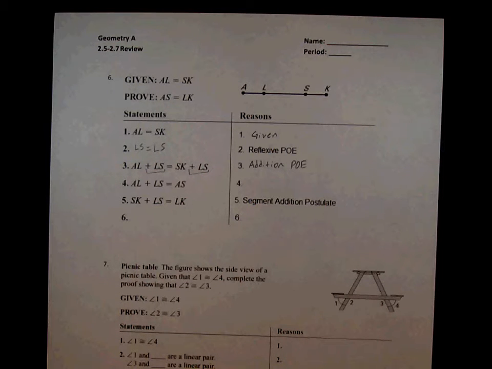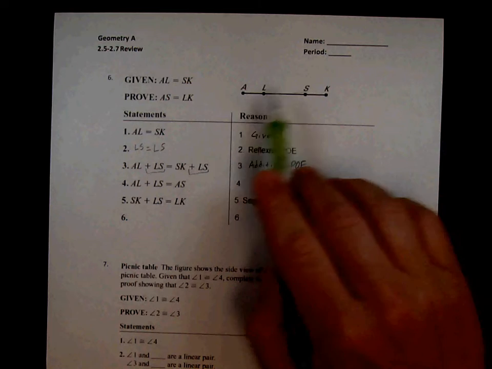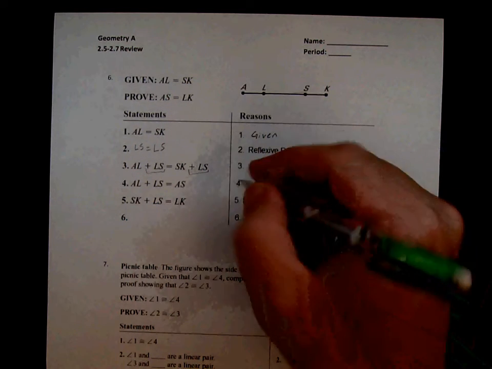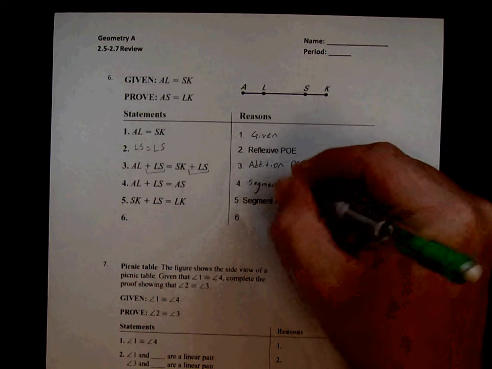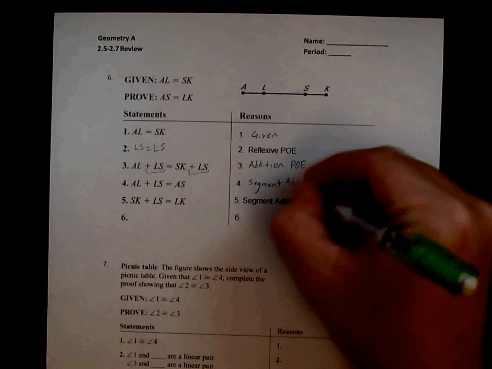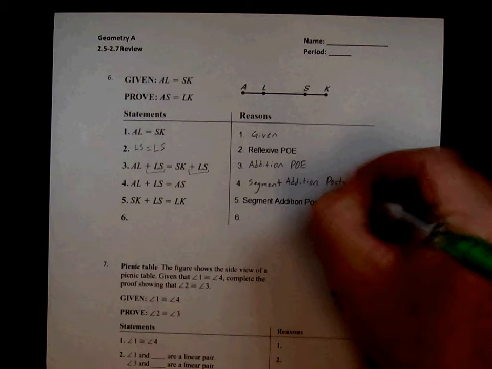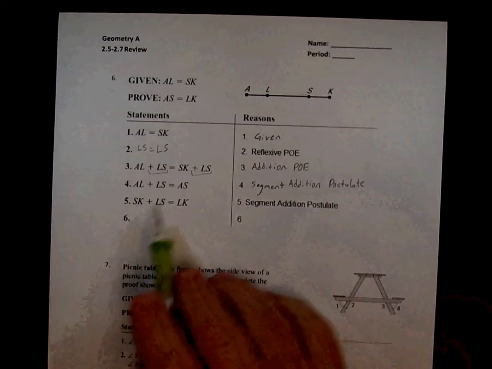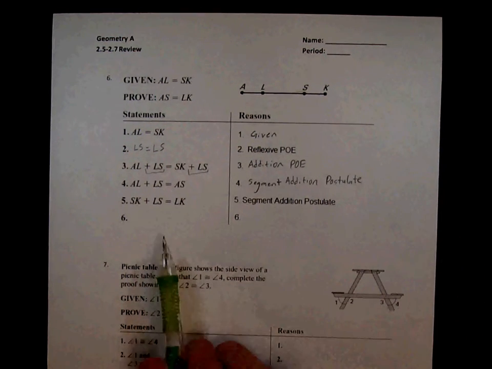Let's jump ahead to number 4 then. AL plus LS, look at the picture, AL plus LS is equal to the entire length from A to S. Oh, well, that's segment addition postulate. You see that that shows up in the 5th line too, but I told you that a lot of times it's going to happen in pairs. And so yeah, they're saying that SK plus LS is equal to LK, segment addition postulate.